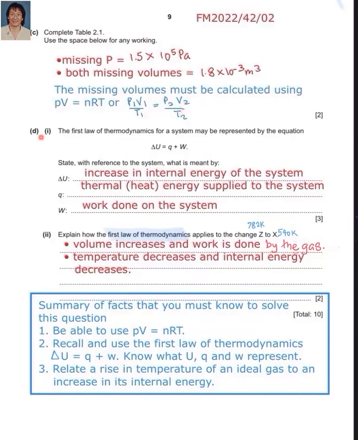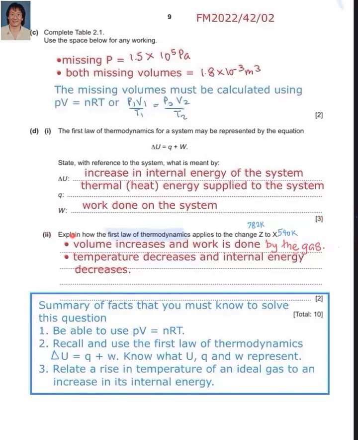Then for D part 1, the first law of thermodynamics for a system may be represented by the equation delta U equals Q plus W. This question carries 3 marks. We need to explain what your delta U, your Q, and your W represent. Each of these will carry 1 mark. So your delta U is the increase in internal energy of the system, 1 mark. Then your Q is the thermal energy supplied to the system, which is the 2nd mark. And then your W is the work done on the system, which will carry the 3rd and final mark.